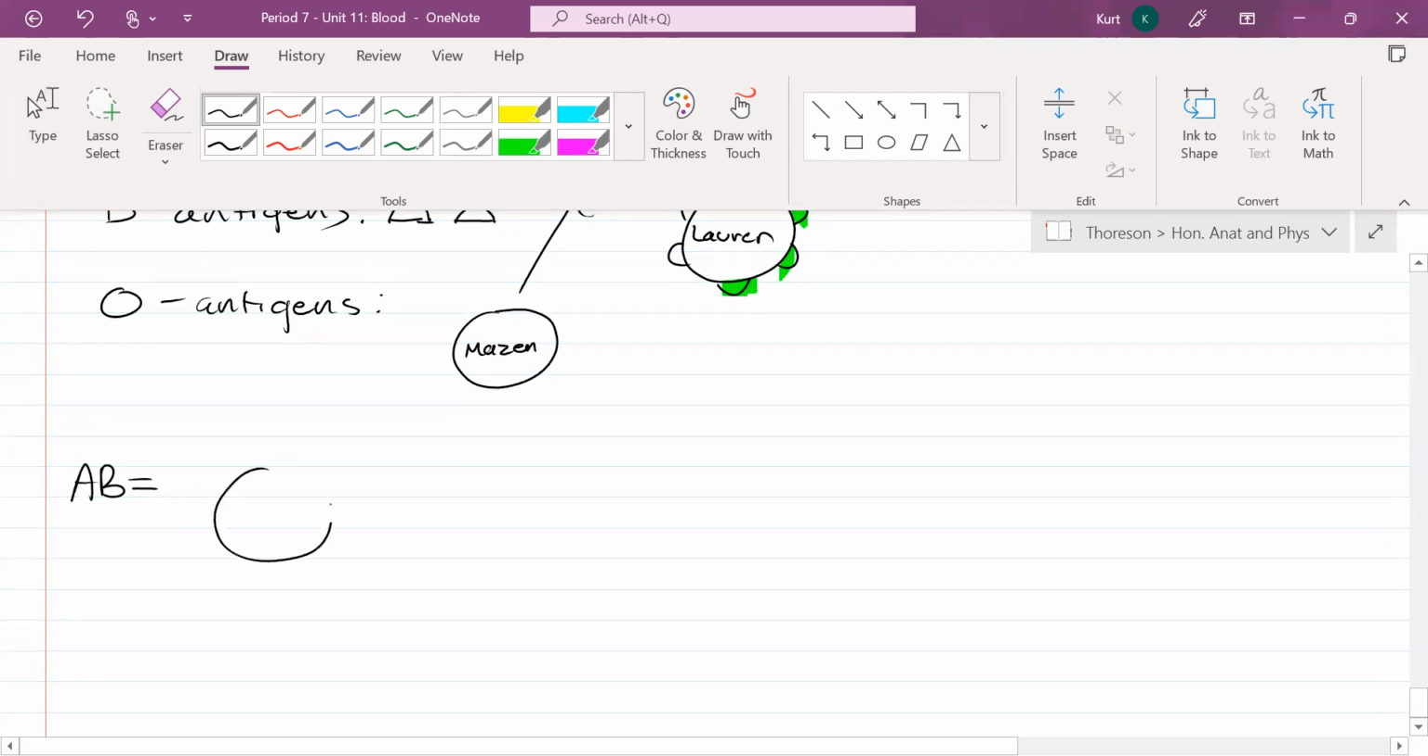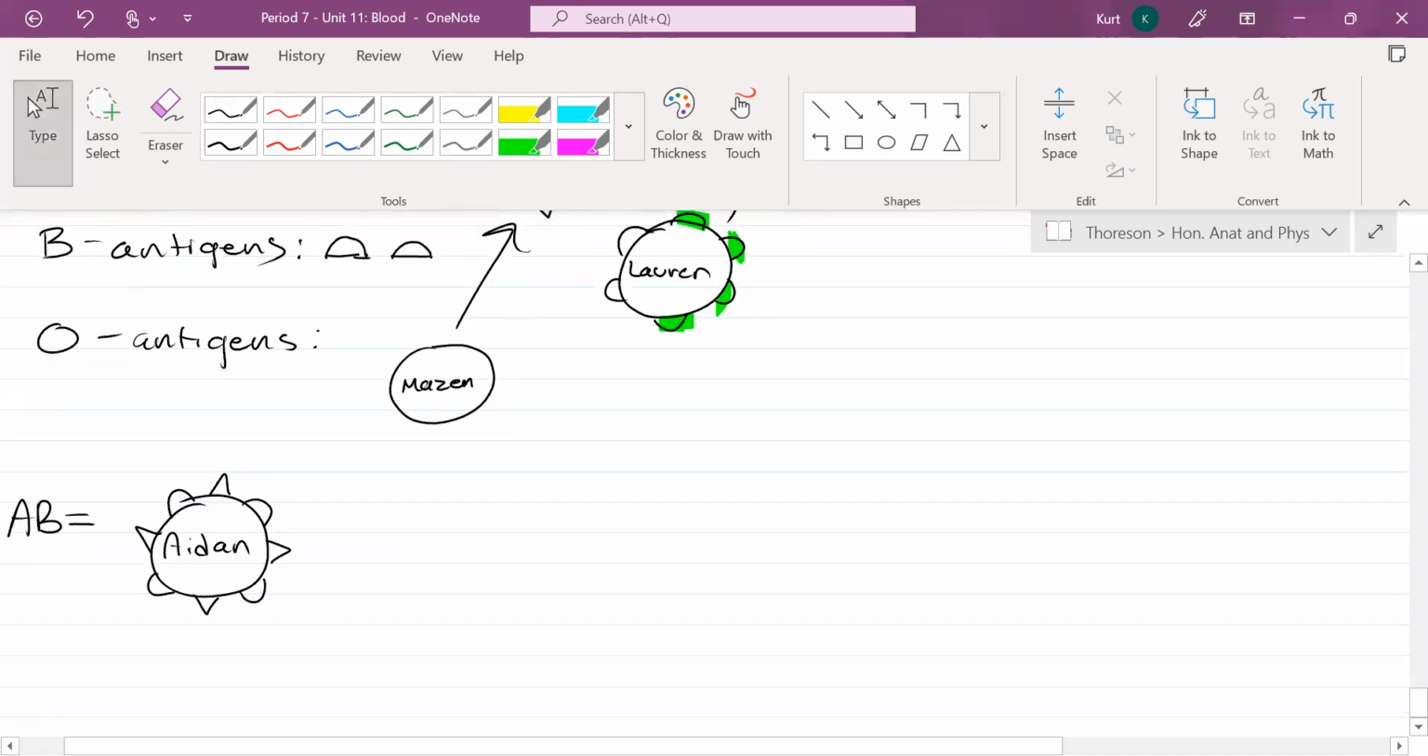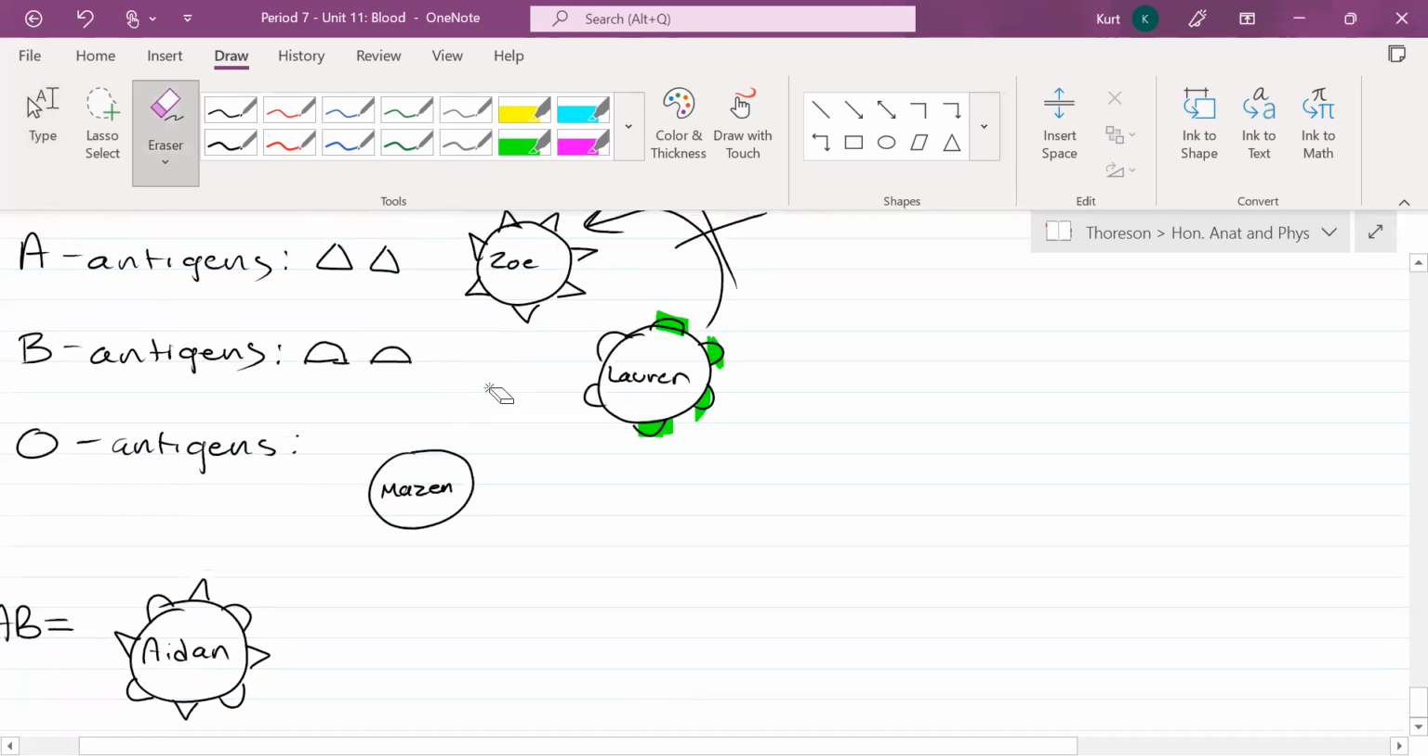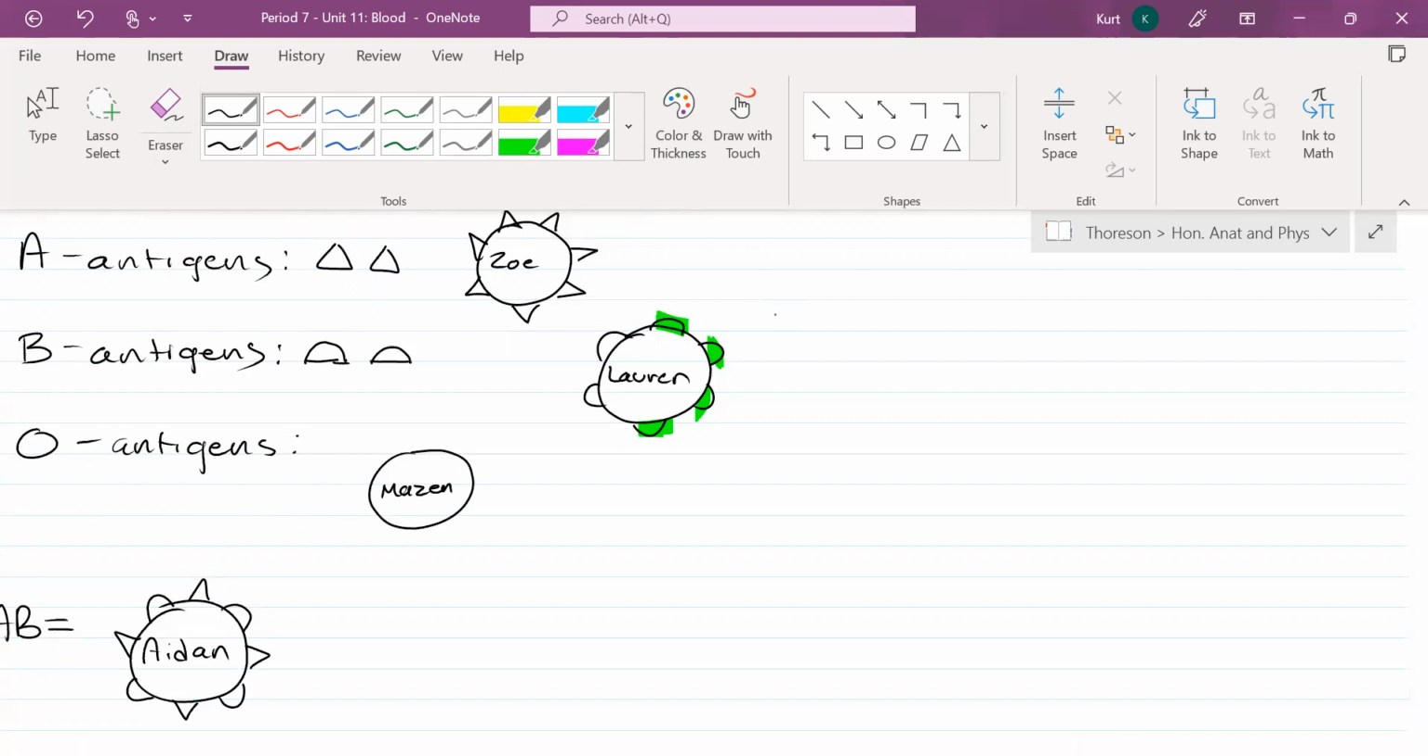Here's what, let's say that Aiden was type AB. Here's what his cells look like. Okay, here's Aiden. So he has B antigens and he has A antigens. So let's say hypothetically, Aiden is now in the car accident. Aiden is bleeding. Aiden needs a transfusion or he's in big trouble.